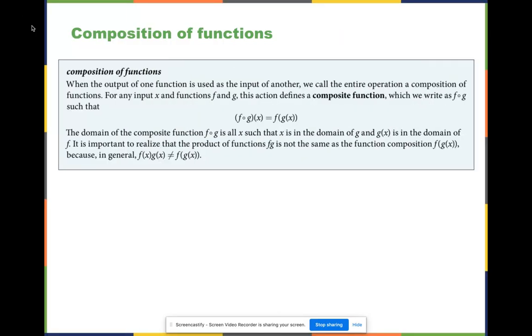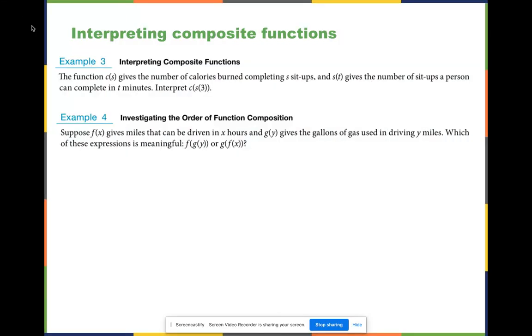Okay, let's go back to the slides and interpret what we're talking about here. What does it mean? Let's talk about some real life examples where we might use composite functions. So let's think about example 3. The function C of s gives us the number of calories burned completing s sit-ups. So maybe if you did 50 sit-ups, you'd burn some number of calories.